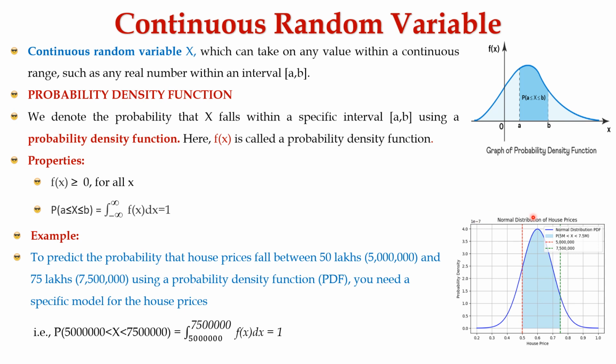So here we have the normal distribution of house price prediction in this image. We can see that the blue line represents the normal distribution of the house price prediction values, where the red line represents 50 lakhs, that is, the value of the house starts at 50 lakhs, and the green line represents the value of the house ending at 75 lakhs. So this shaded part represents the house price predictions between 50 lakhs and 75 lakhs. I hope you're clear on this diagram.